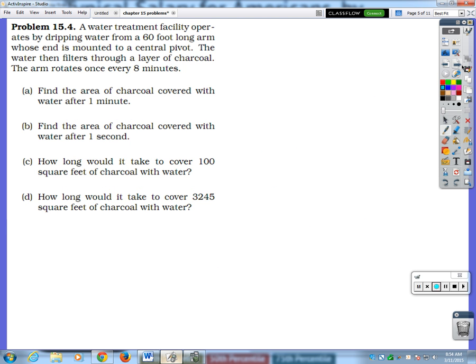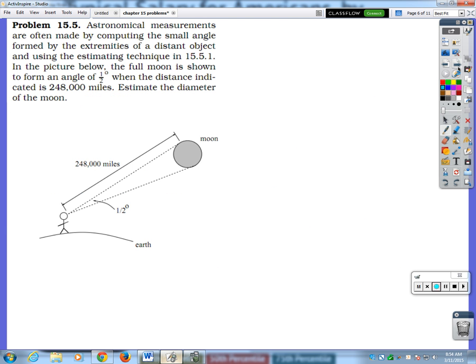Okay, now do we get to go to 5? Okay, number 5. Astronomical measurements are often made by computing the small angle formed by the extremities of a distant object and using the estimating technique in 15.5.1. What is that estimating technique? In the picture below, the full moon is shown to form an angle of 1/2 a degree when the distance indicated is 248,000 miles. Estimate the diameter of the moon.